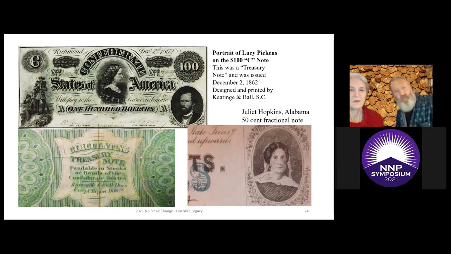They also had different reverses. This one is called a circulating treasury note, fundable in stocks or bonds of the Confederate States. That's a little different than some of the other $100 or C notes that are just currency that basically say you can honor this note after we win the war or after the war is settled. So, right.